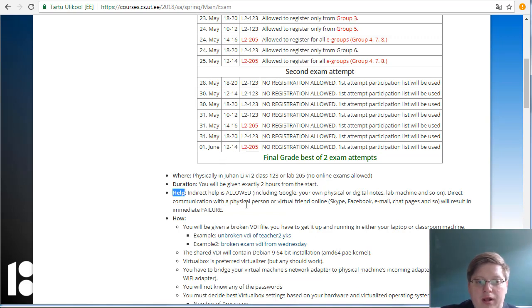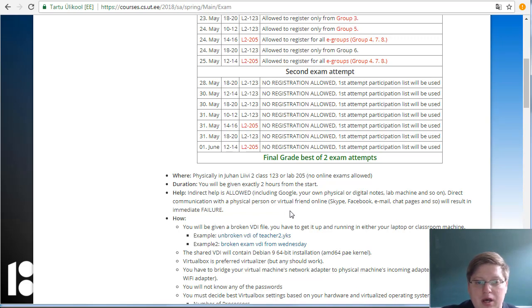What materials or help are you allowed to use in the exam? Indirect help is allowed in the exam, meaning you can use Google, you can use any of your physical or digital notes, lab machine, and so on. We do not allow direct communication with a physical person or a virtual friend online.